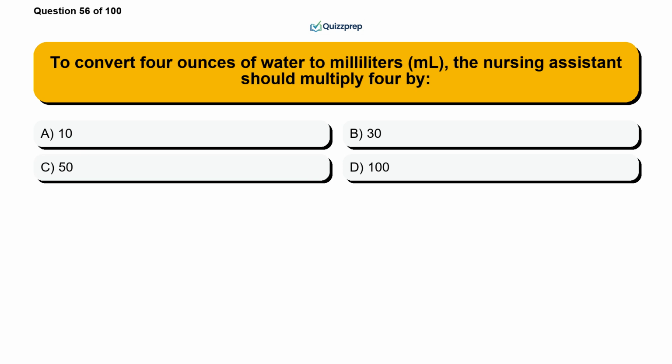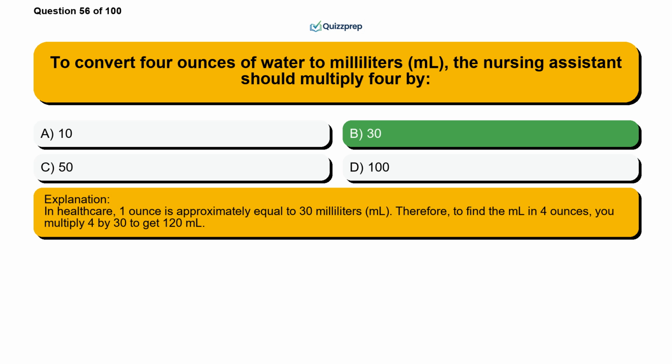Question 56. To convert 4 ounces of water to milliliters, ml, the nursing assistant should multiply 4 by: Option A, 10. Option B, 30. Option C, 50. Option D, 100. The correct answer is option B, 30. In healthcare, 1 ounce is approximately equal to 30 milliliters, ml. Therefore, to find the ml in 4 ounces, you multiply 4 by 30 to get 120 ml.